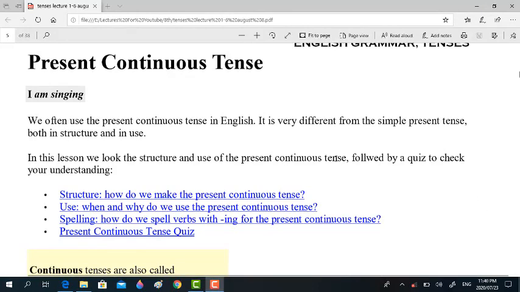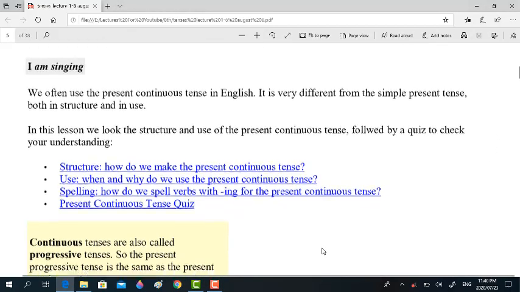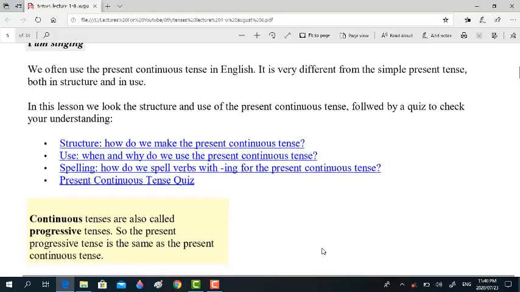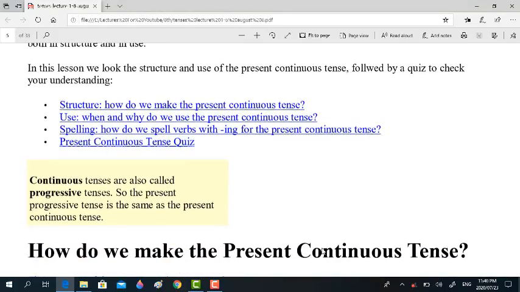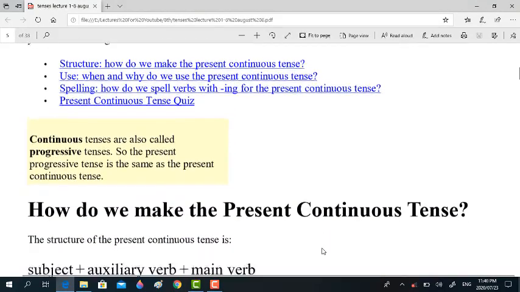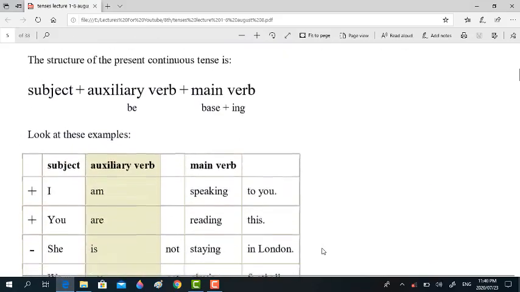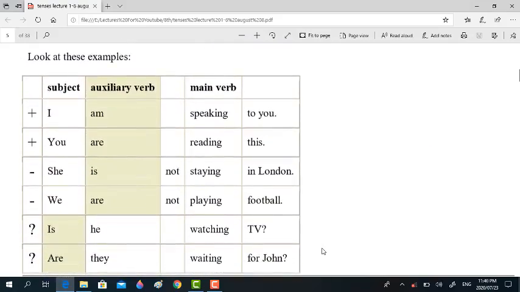The topic which is being discussed is present continuous tense. Yesterday we talked about the structure of present continuous tense, and we also elaborated the two main uses of it. I hope you have done with the assignment.